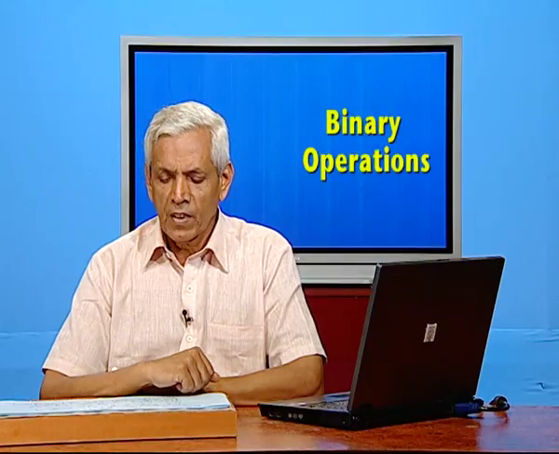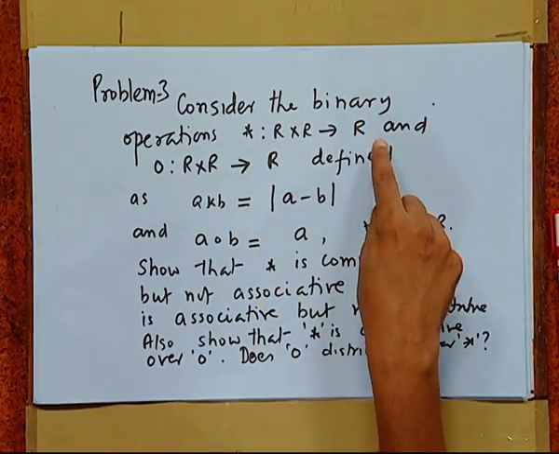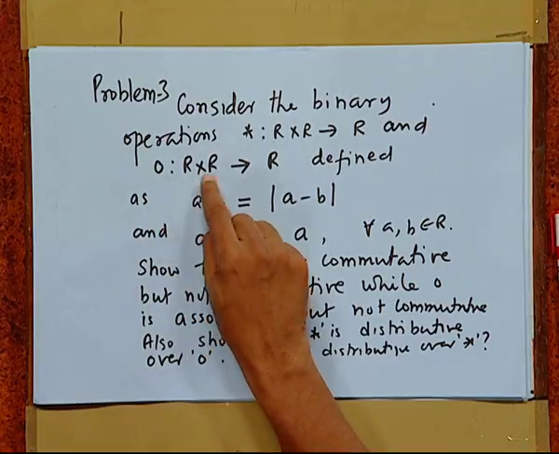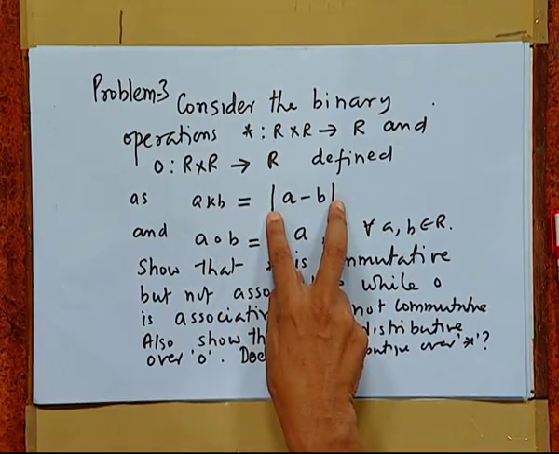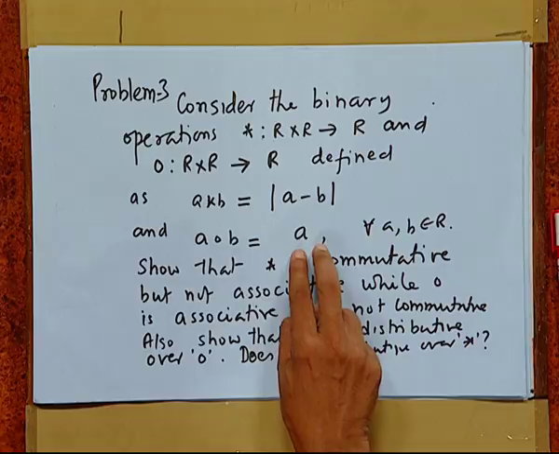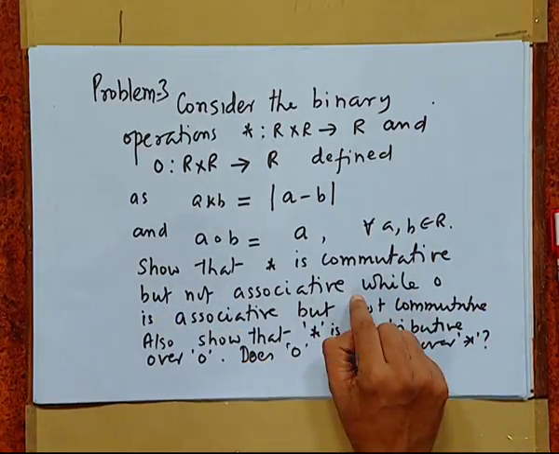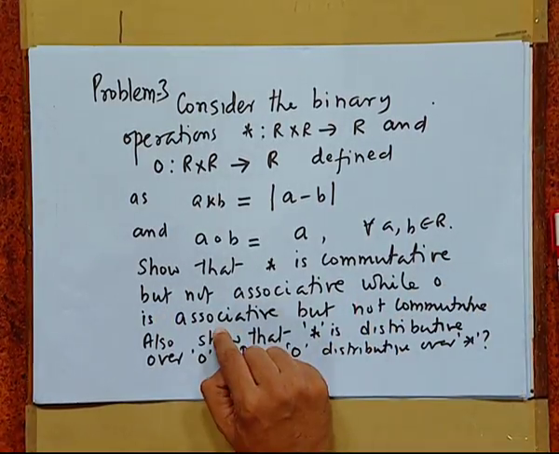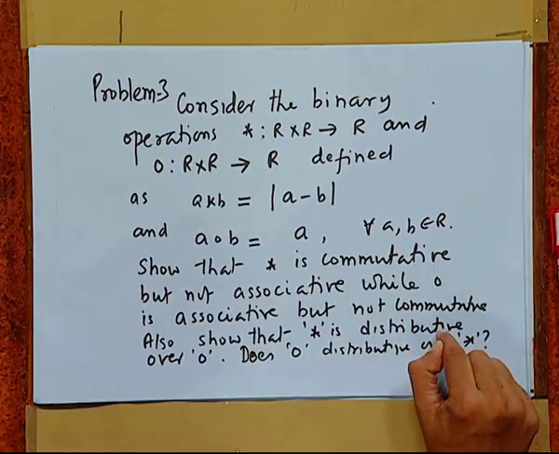Let us take one more example. Here consider the binary operations star: R cross R to R and O: R cross R to R, defined by A star B is mod A minus B and A O B is A, for all A, B belonging to R. Now, here we are given two operations. We have to show that star is commutative but not associative, while O is associative but not commutative. Also, we have to show that star is distributive over O. Let us start solving this problem.